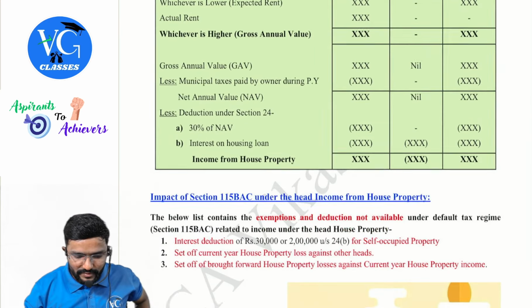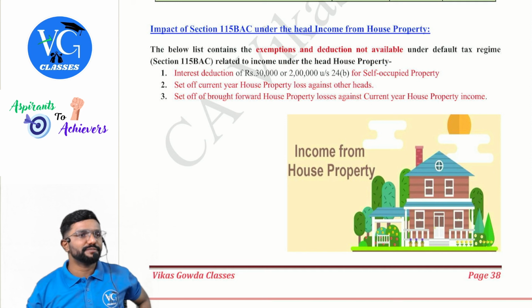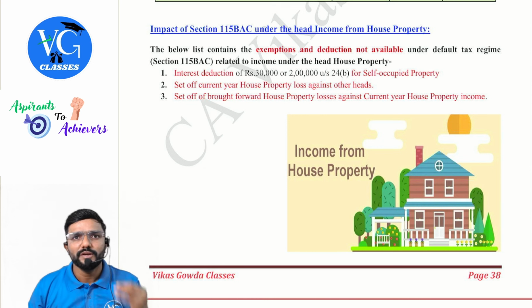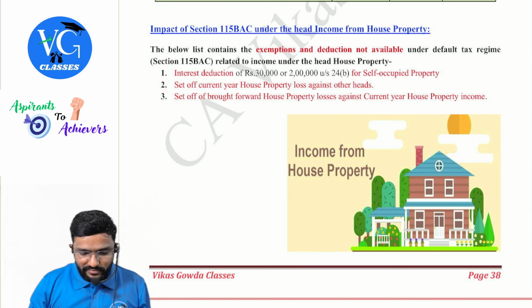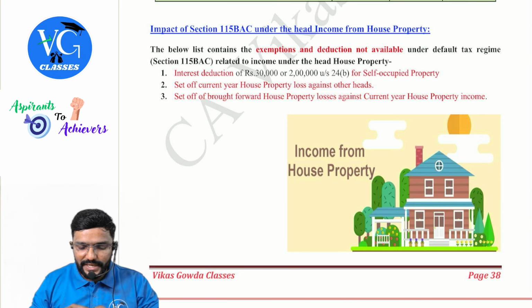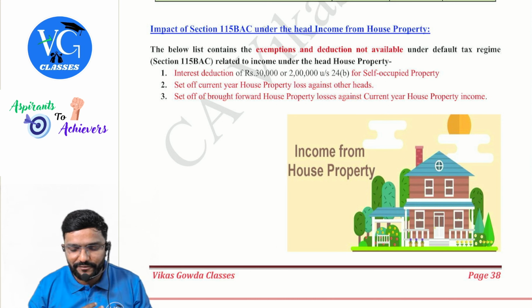Next, a few more things. This I will touch first. Impact of section 115BAC on house property head, guys. That is the default scheme. What can I not claim? The below list contains the exemptions and deductions not available under the default tax regime, section 115BAC, related to the head house property.